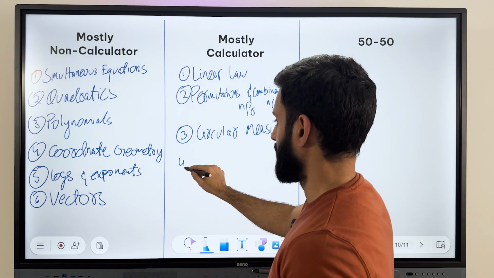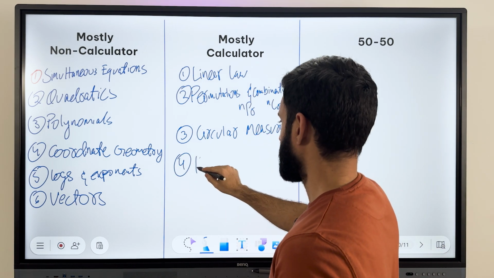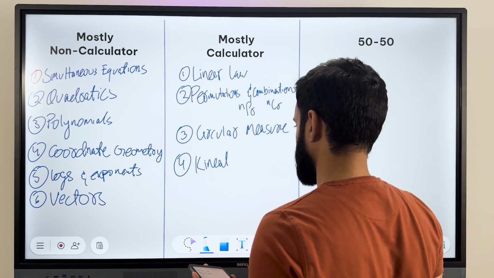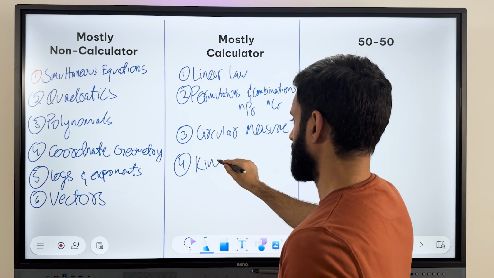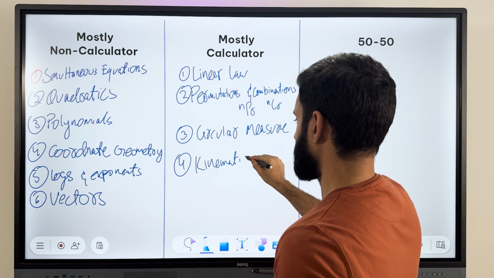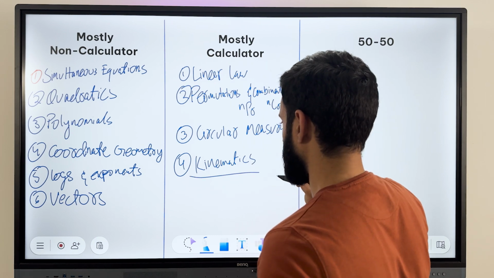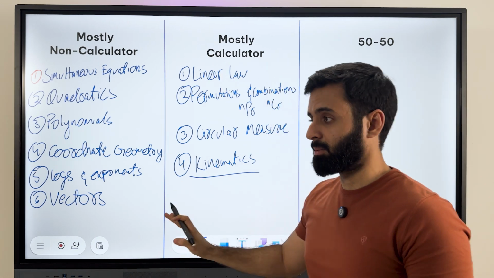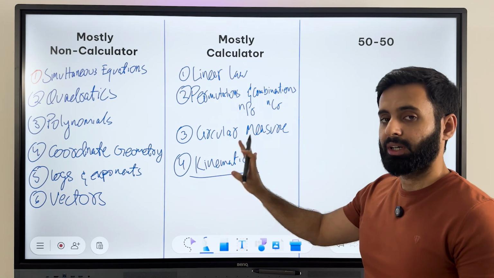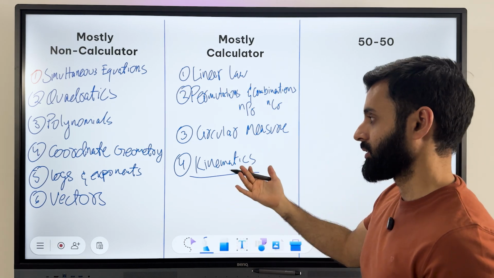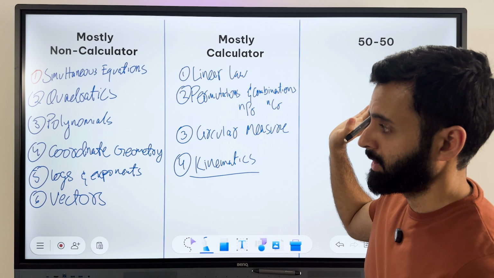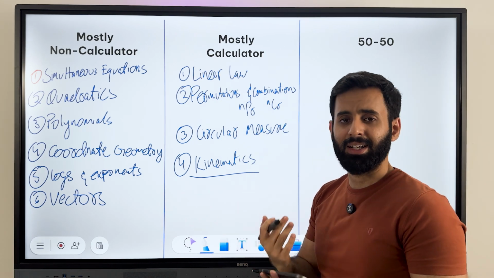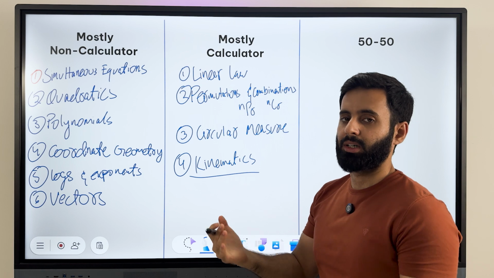And then last, mostly calculator topics is kinematics. Now I know for those of you who might have seen the specimen paper, in the specimen paper they've given a question on kinematics in paper 1 where you don't need a calculator. But like I said, in most of the questions you don't need a calculator, but you can still have a question on kinematics where you are not allowed to use a calculator, which means that it is designed to be done without a calculator.